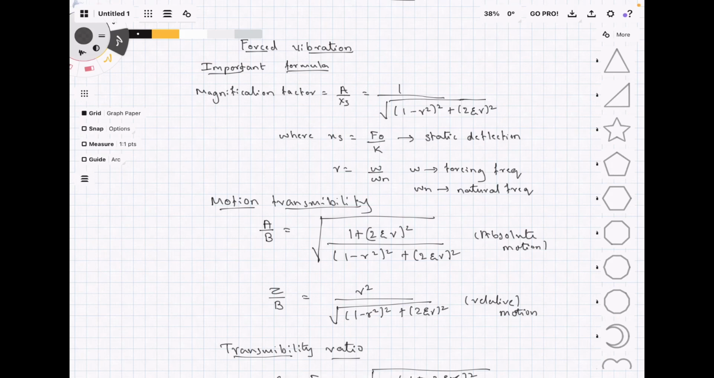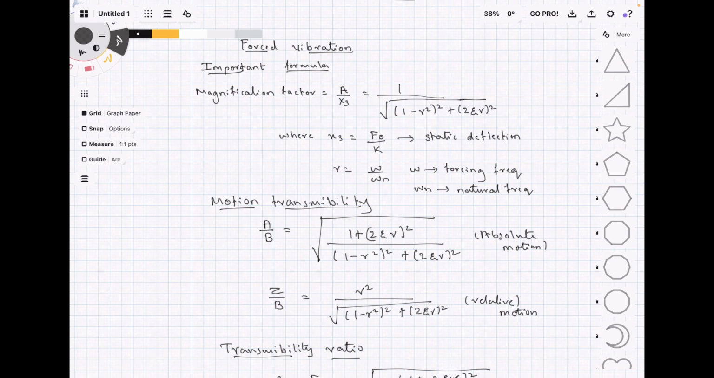We will be seeing some problems on forced vibration. Before starting with the problems, I need to make you understand the different formulas which will be used to solve these particular problems. First and foremost is the magnification factor. In the previous classes, we have done the derivation on magnification factor.